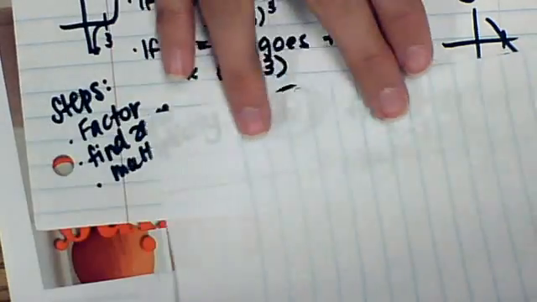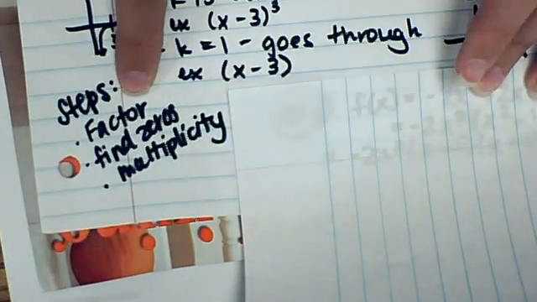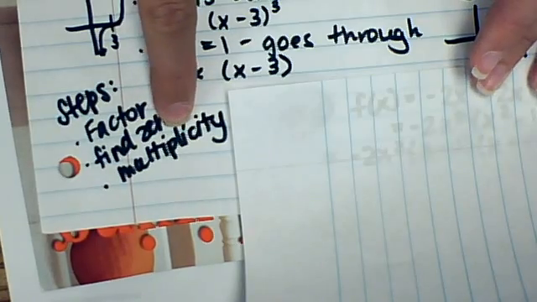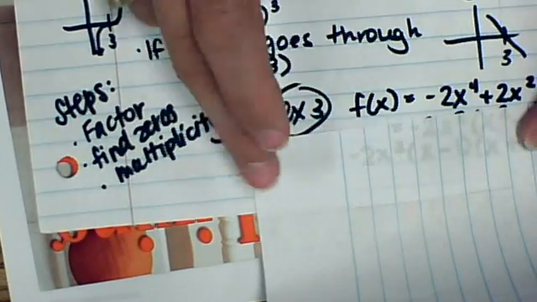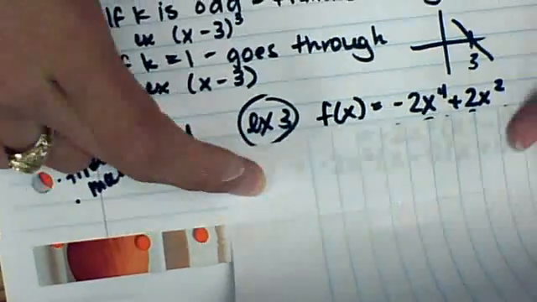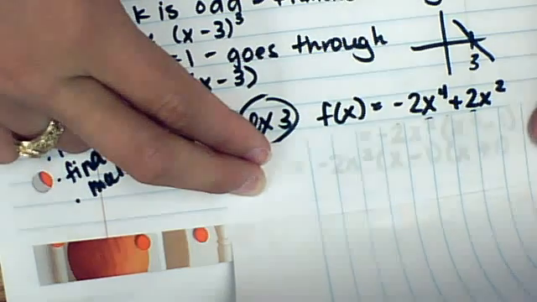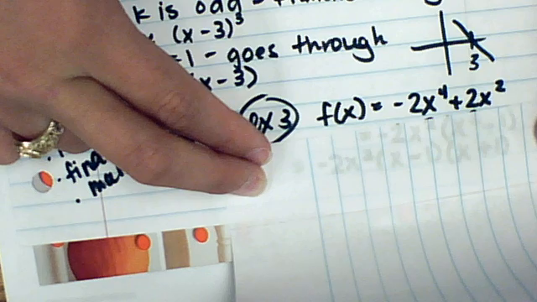Let's do two examples to make sure we understand what this looks like when we're looking at a problem. The steps for how to do that are number 1, factor, number 2, find the zeros, and number 3, figure out the multiplicity. So if we look at example number 3, get that into your view, f of x equals negative 2x to the 4th plus 2x squared. And I want to factor that.